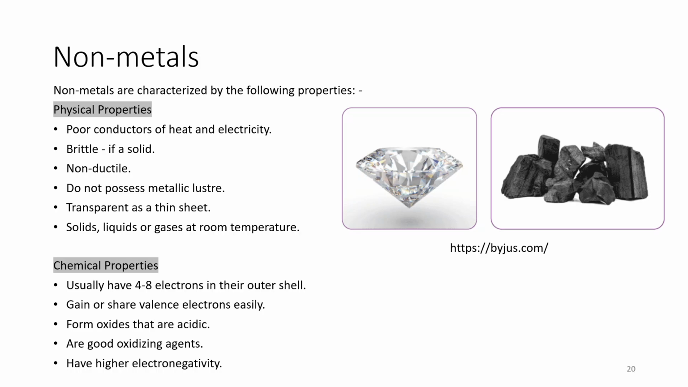And the chemical properties, they usually have 4 to 8 electrons in their outer shell, and they gain or share valence electrons very easily, and they form oxides that are acidic. They are also good oxidizing agents, and they have higher electronegativity.